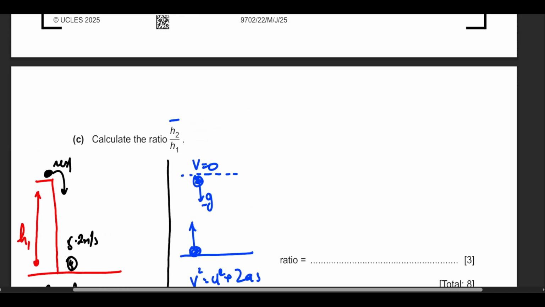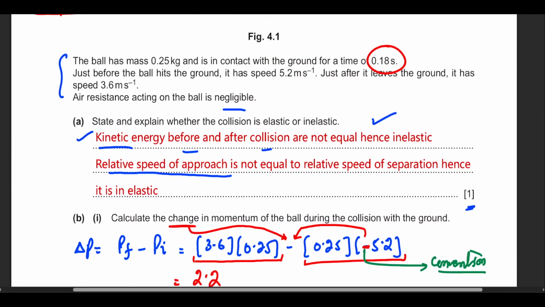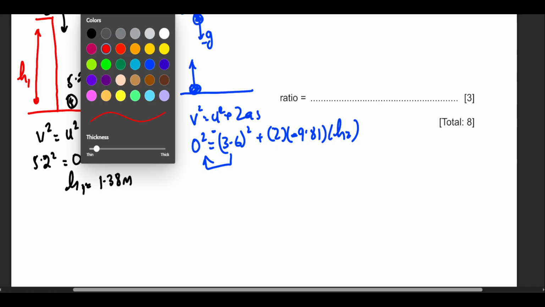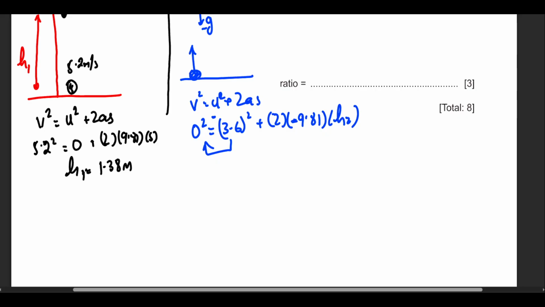Is it 3.6? Yes, it's 3.6. So 3.6 whole squared plus 2 into negative 9.81 into h2. Now, when you take it to the other side, this will have a negative value with it. So don't worry about this negative sign. Even if you don't add it, because you know they are acting against each other, you still understand how to go with this value. So this h2 comes out as 0.66 meters.